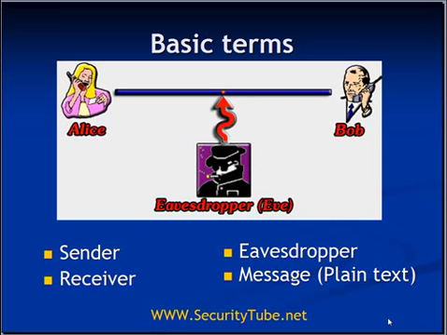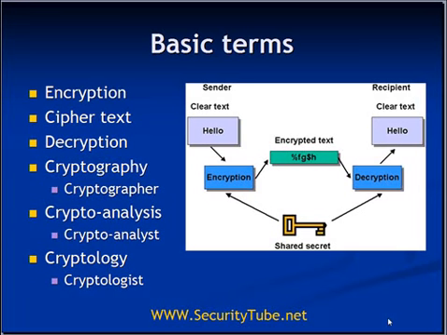Now in this example, Alice is the sender of the message, Bob is the receiver of the message, Eve is the eavesdropper who can actually capture the packet, and the hello message is the plain text message which needs to be transmitted to the receiver. Now let's see how Alice will exactly transmit the message.